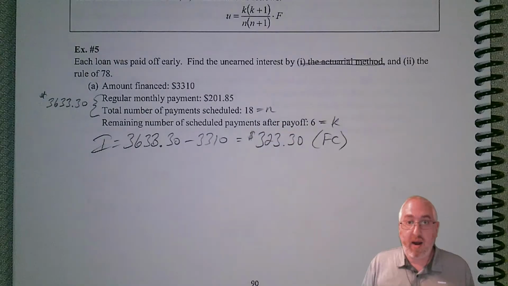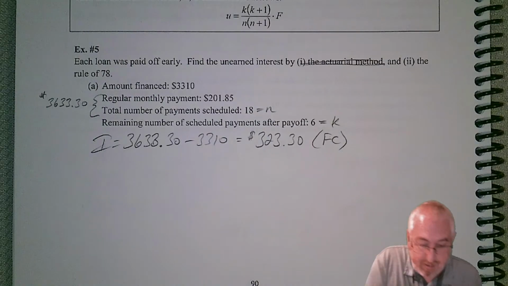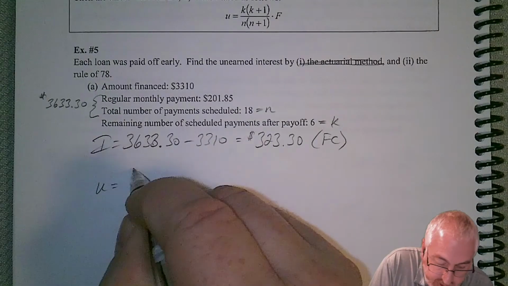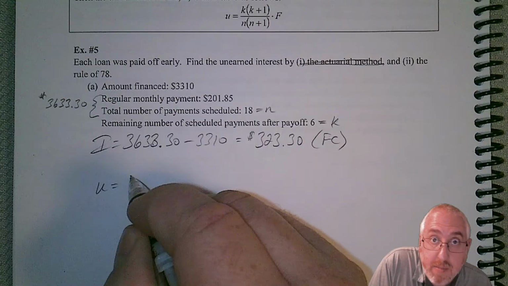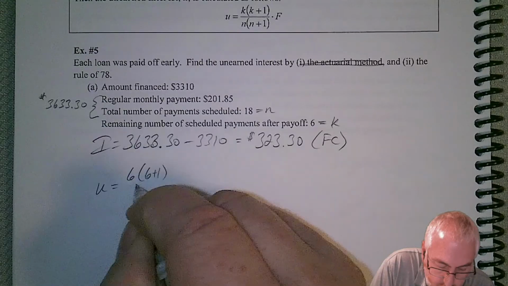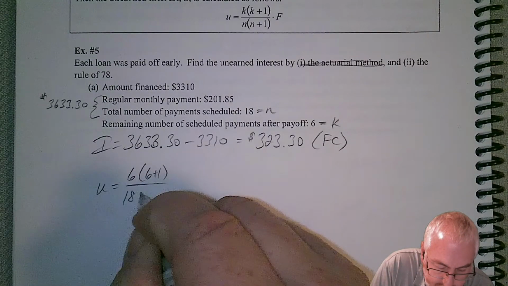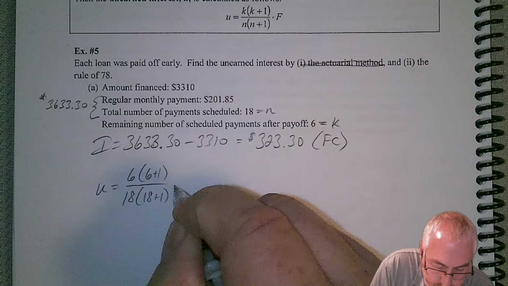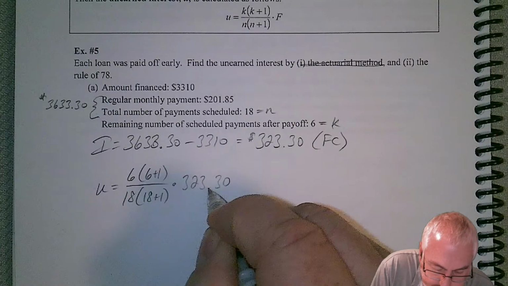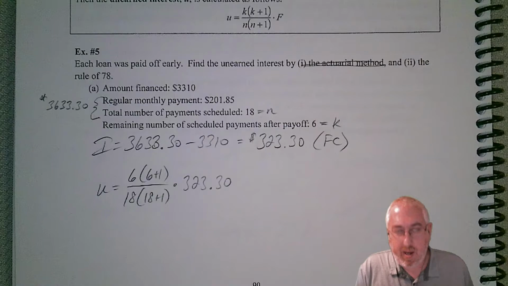And again, that's our finance charge. Now we're done. Now we just have to plug it in. So we got K times K plus 1 on top. So 6 times 6 plus 1 over 18 times 18 plus 1 times our $323.30. Now again, just be very careful when you simplify this down.